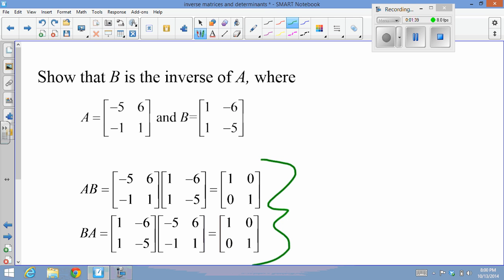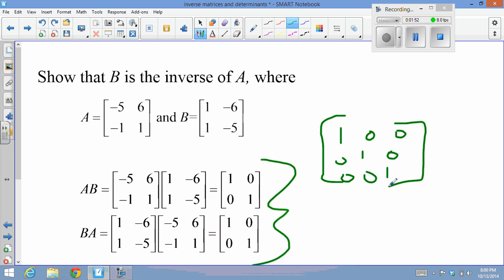The same would hold true if it was a 3 by 3 matrix, and if that were the case, then it would be a 1, a 1, a 1, and then all the rest of the other numbers would be zeros in between here. So that would be a matrix of something that would be a 3 by 3 to show that they're inverses. So you're just going to multiply whichever matrices they give you.